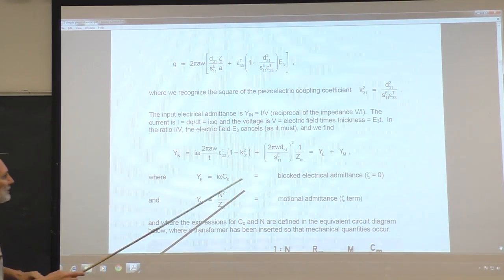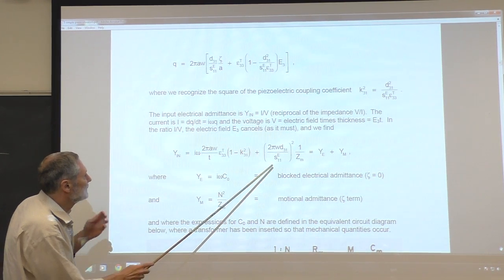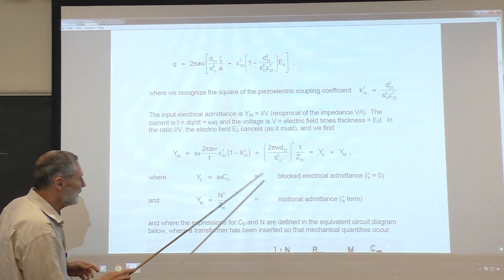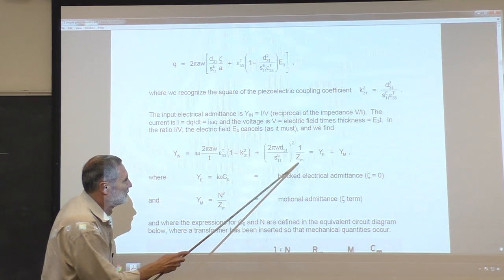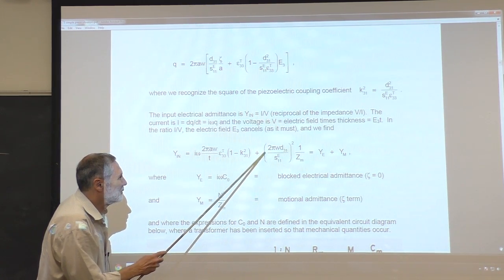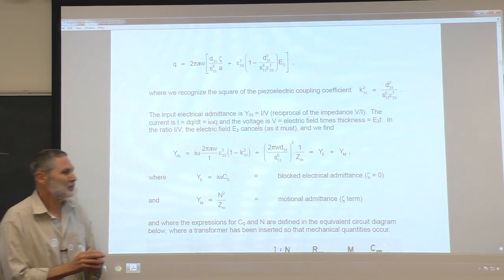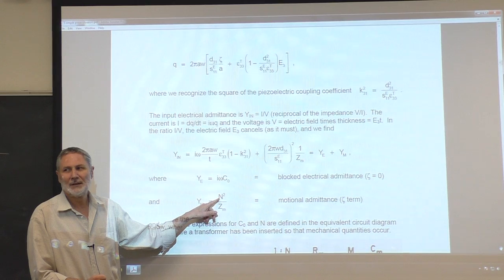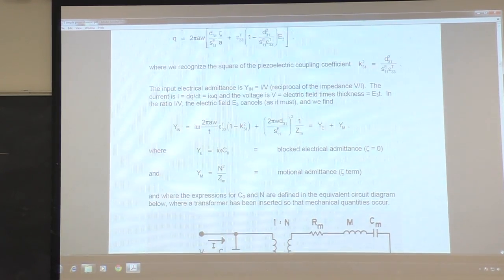On the mechanical side, when we look at the motional admittance here, it's 1 over the impedance. And then there's this quantity right here, which has dimensions, and it's natural to call that n squared, as you'll see. So we're almost there. We're going to have to stop, but we're almost there.